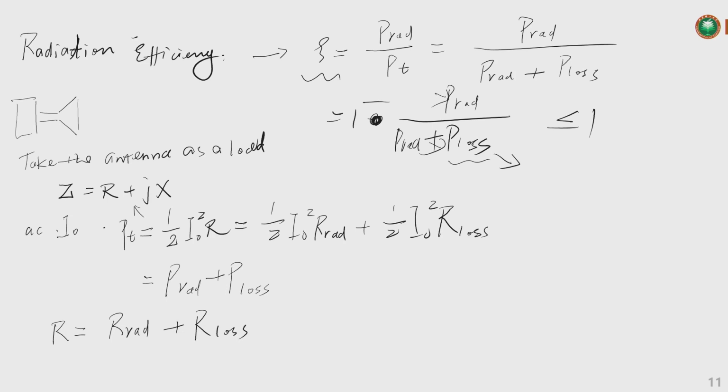The next topic: any antenna, especially horn antennas or dish antennas, should have an aperture, right? The antenna aperture.